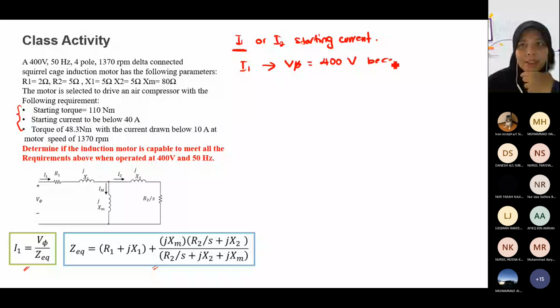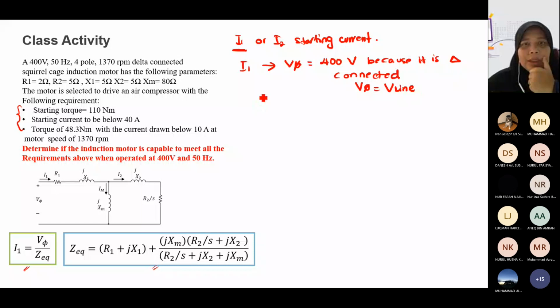it is delta connected. Yes, delta connected. You have to follow like this: we put 400, but you must understand why you put 400. Delta connected, V phase equal to V line. Okay. Now, what about Z equivalent? To calculate I, you have to know Z equivalent. Okay, so you use this formula to find your Z equivalent.